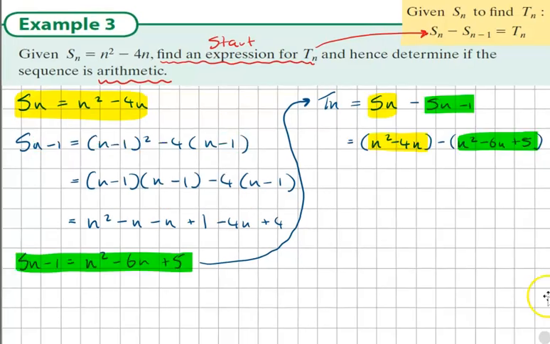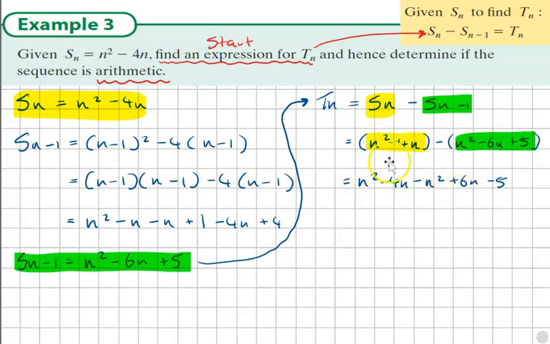So we replace Sn with n squared minus 4n, and we replace Sn minus 1 with n squared minus 6n plus 5. Again, I'd advise to use brackets because you're going to have to multiply in this minus, and if you don't use brackets, then the minus will not get applied to the minus 6n and the plus 5.